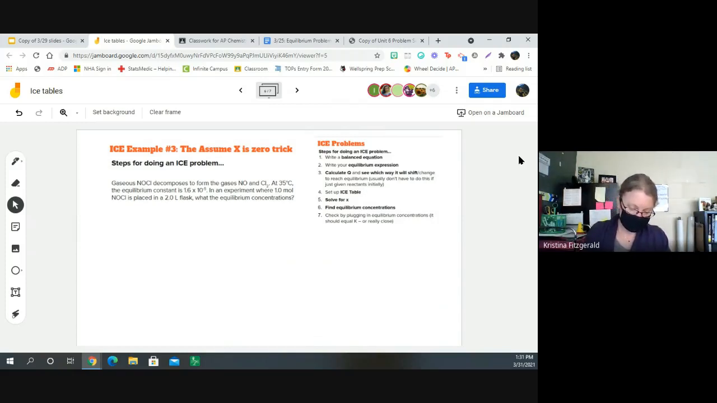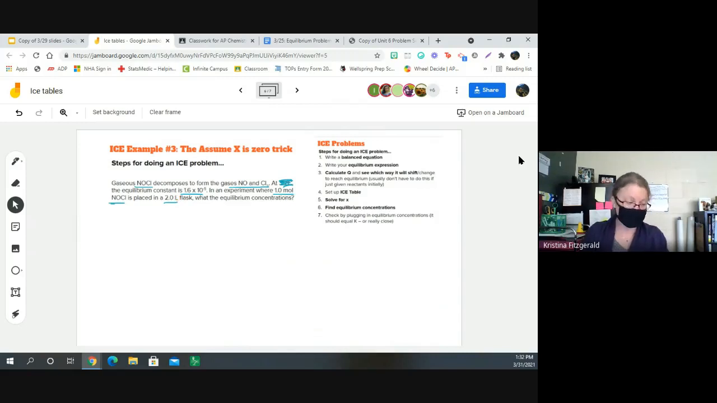Okay, so gaseous NOCl decomposes to form gases NO and Cl2 at 35 degrees, which is extra information we don't need as long as it stays the same. The equilibrium constant is that number. In an experiment where 1 mole of NOCl is placed in a 2-liter flask, what's the equilibrium concentration?